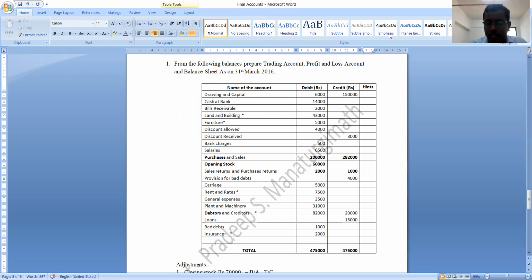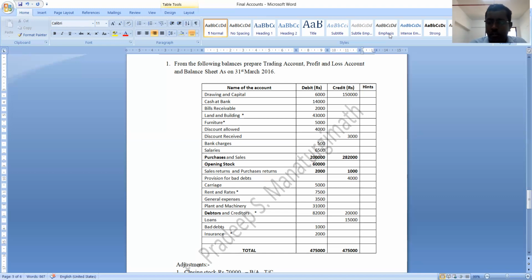Then the items showing a credit balance will either be incomes or gains, otherwise they will be liabilities. If they are incomes or gains, they will appear on the credit side of the trading account or profit and loss account. If it is a liability, it is going to appear on the liability side of the balance sheet. Understood?